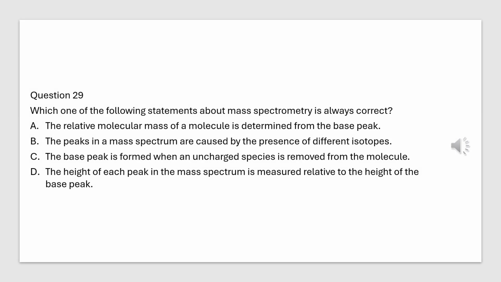The base peak is associated with the most abundant species formed during fragmentation. The base peak represents the most abundant fragment produced, and the relative height of the peak at that m/z ratio is set at 100. So, A is eliminated. Other peaks are measured relative to the height of the base peak. So, D is correct.